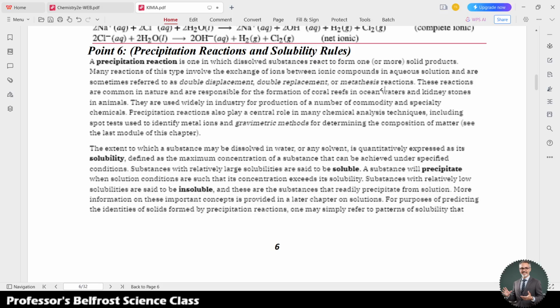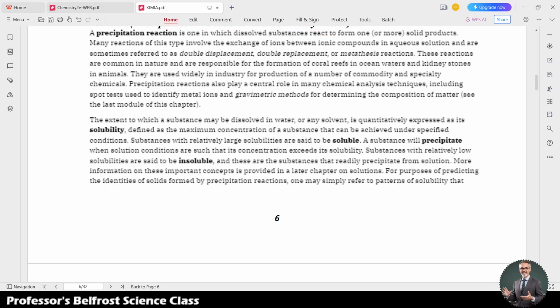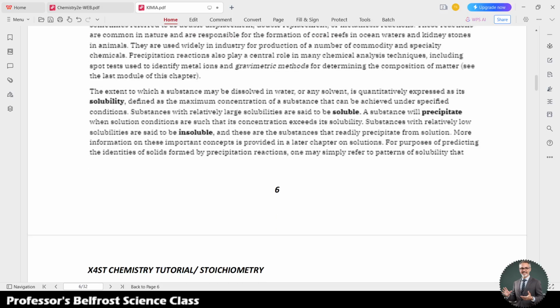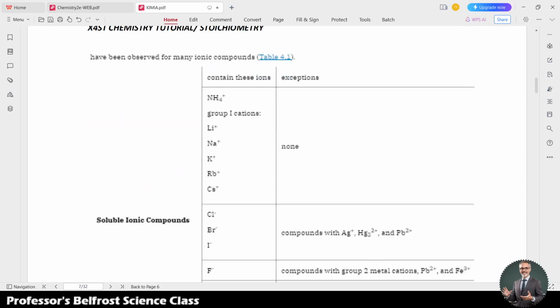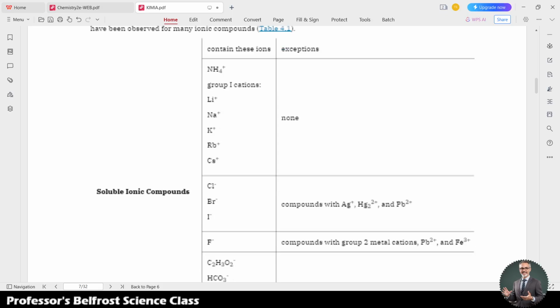The extent to which a substance may be dissolved in water or any solvent is quantitatively expressed as its solubility. So we learn a new term here today. Solubility is defined as the maximum concentration of a substance that can be achieved under specified conditions. Substances with relatively large solubilities are called soluble, and a substance will precipitate when solution conditions are such that its concentration exceeds its solubility. Substances with relatively low solubilities are said to be insoluble, and these are the substances that readily precipitate from solution. Okay, let's see the solubility of many ionic compounds.